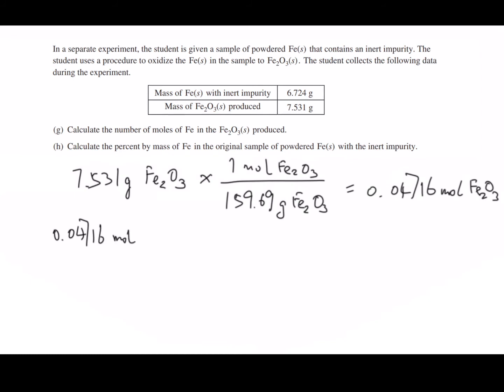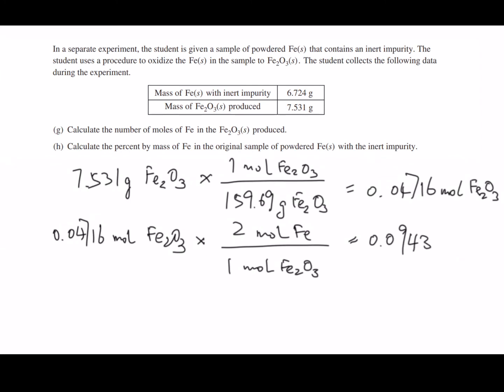So for every 1 mole of Fe2O3, we could produce 2 moles of Fe. That's why we multiply by 2/1. And then the answer is 0.09431 mole of Fe. You will receive 1 point for the correct number of moles.